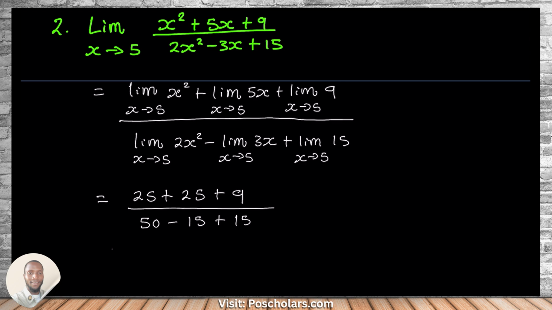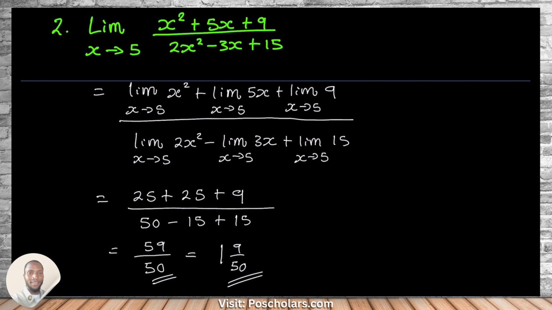What's the next thing we do? We add up. 25 plus 25 gives 50. Then 50 plus 9 gives 59. So we have 59 for the numerator over, you can see, minus 15 plus 15 gives 0. So what's left is just 50. So write 50. So this is the final answer, or you can reduce it by saying how many 50 can you find in 59? That's 1 remainder 9 over 50. So this is the final answer.